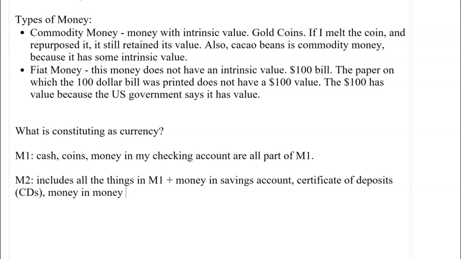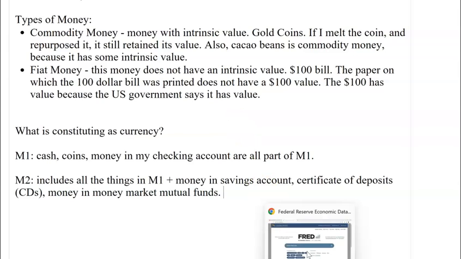Money in money market mutual funds is another type of account that's part of M2. And other things are any kind of deposit that is not easily accessible. It may take a day or a couple of days to withdraw the money. So that's M2. Now, how big are M1 and M2 in the US?